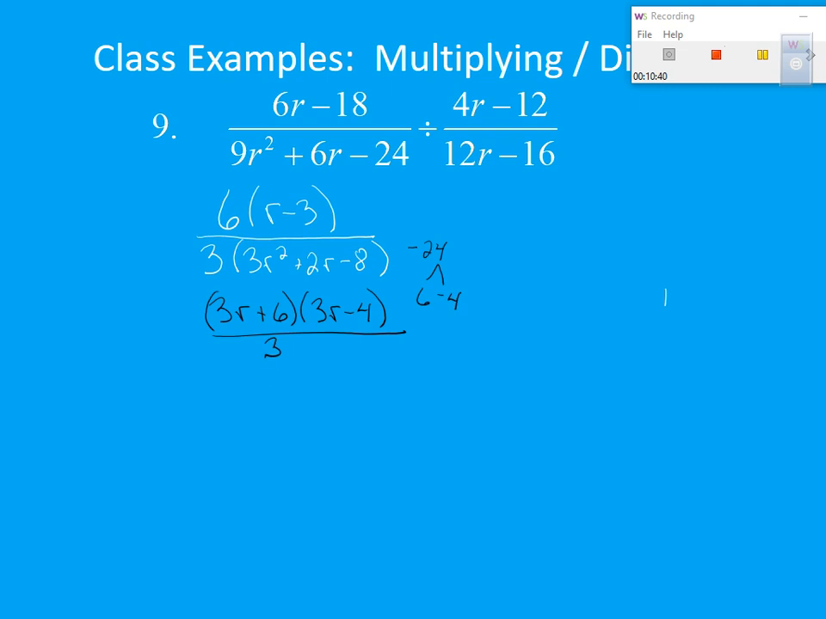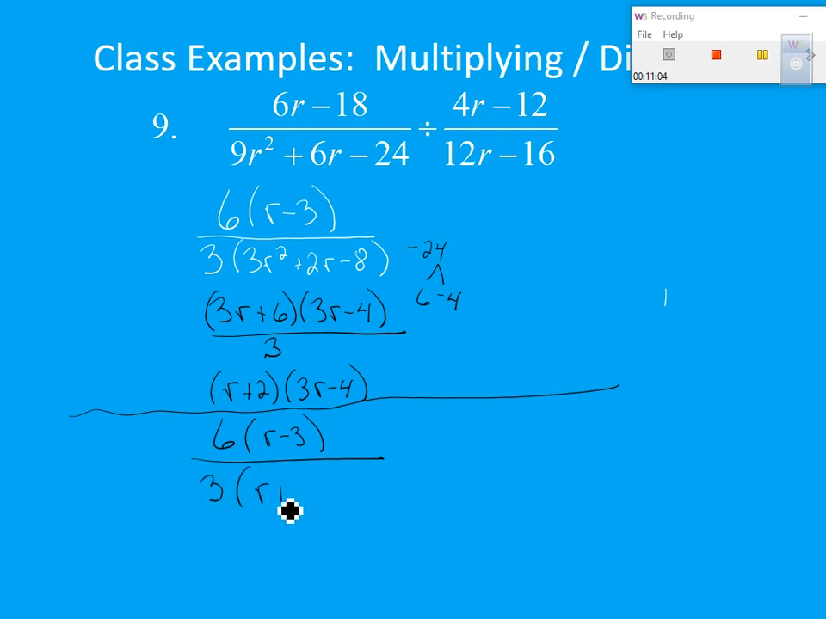So here's where we are finally. That bottom factored into r plus 2 and 3r minus 4. So what I'm going to do down here is I'm going to rewrite the problem so you can now see it better. At the moment, I have 6 times r minus 3 over 3 times r plus 2 and 3r minus 4. Whew, the other side's easier at least, guys. Okay, now let's pick on the second part. I'm going to multiply by this reciprocal.